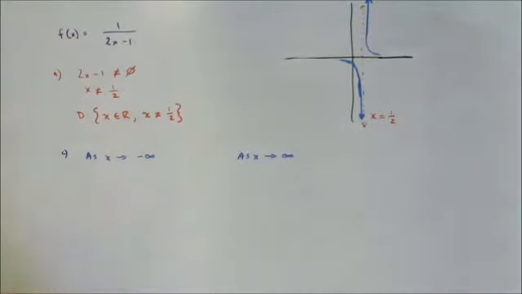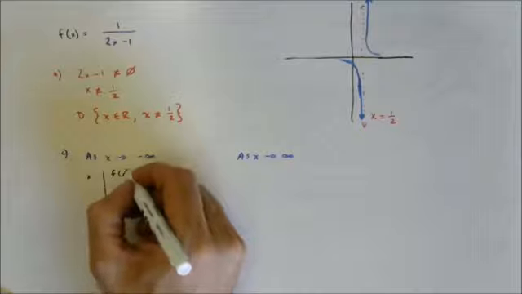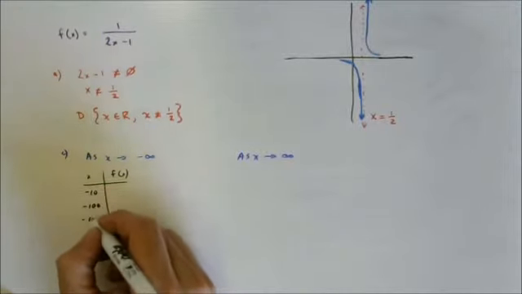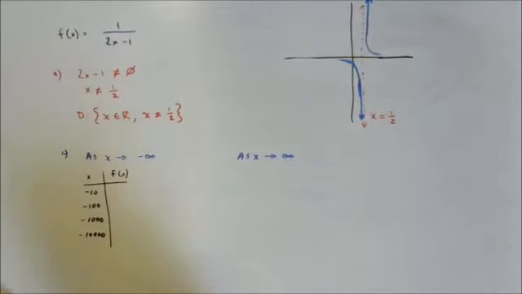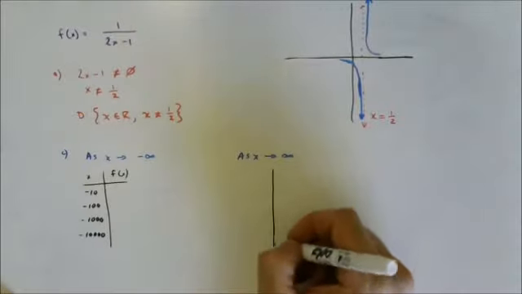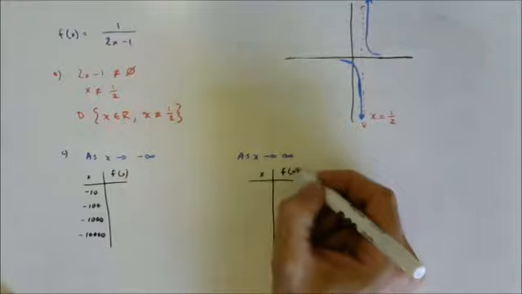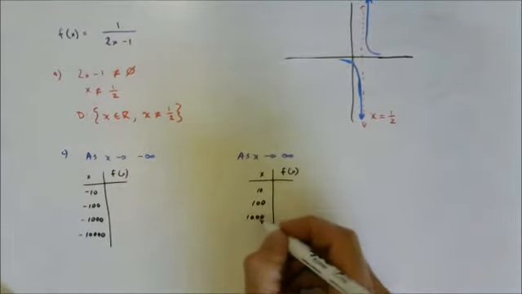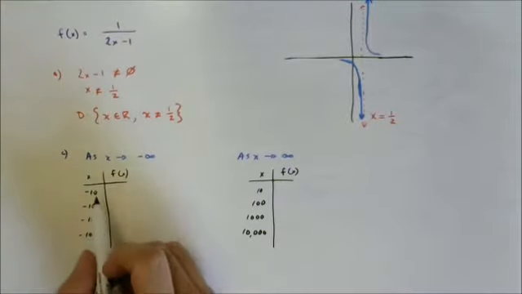So again, we can make a little chart. X values, value of the function. Let's go with -10, -100, -1000, -10,000. And then over here, as x approaches infinity, we'll use the values 10, 100, 1000, 10,000. Okay, and then we just plug in our values.